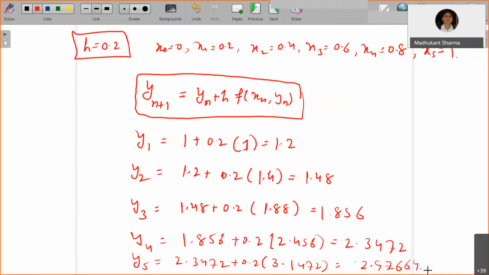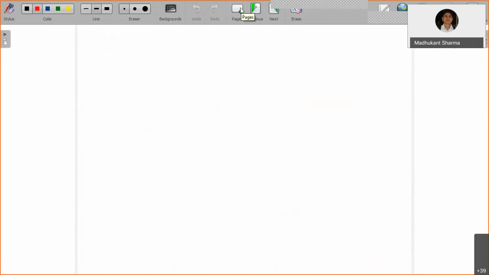So this is closer than the previous one. If you go with 0.1, it is increasing more, so the error will reduce at each step. Okay, right. So you have seen for now the case for Euler's method. So let's deal with the case h equals 0.5.